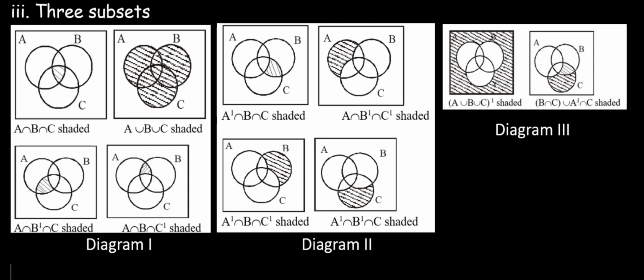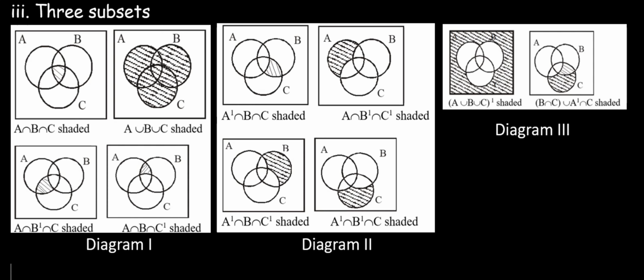Next to that is a diagram, A intersection B intersection C prime, shaded. If you look at it very well, you will see that in the three subsets, A intersection B is shaded, but anything within the subset of C is not shaded, hence the C prime.